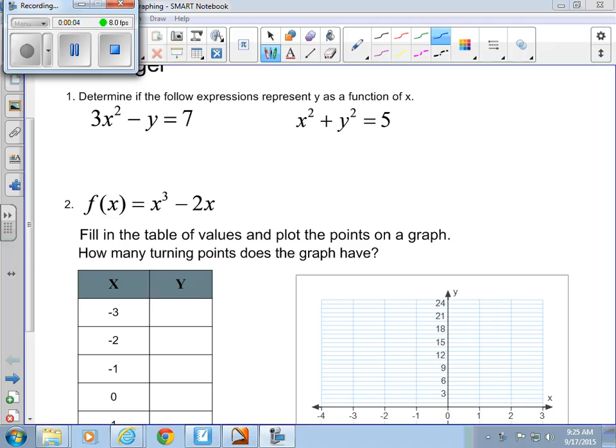Functions. We're going to look at functions in equation format a little bit. We're also going to look at window on a graph and calculator, kind of how that works. Do a few things with the calculator today. Still just exploring some functions.